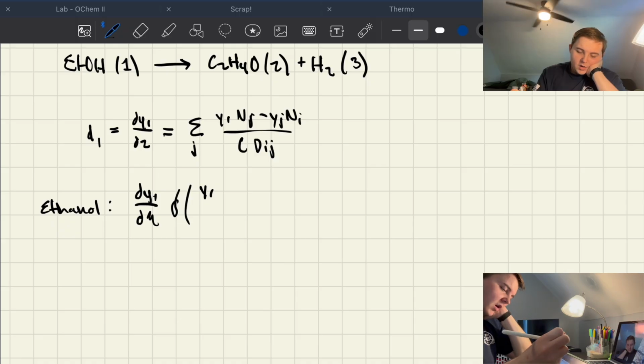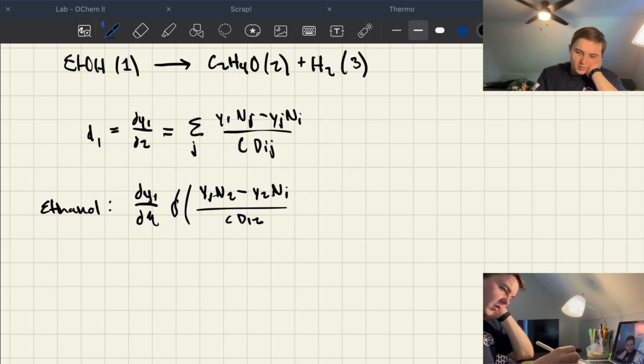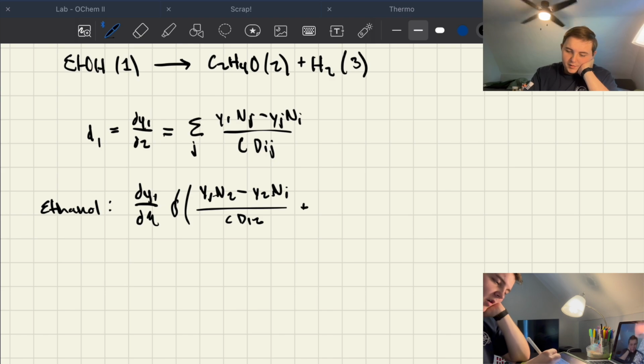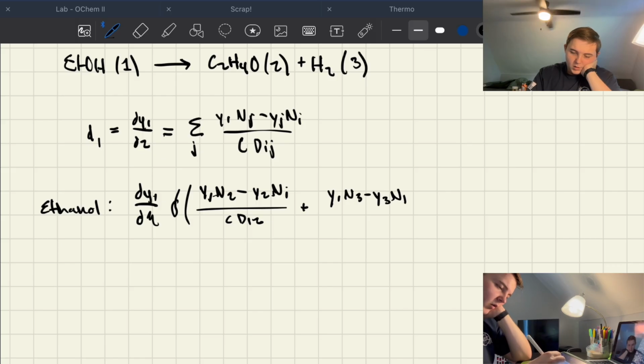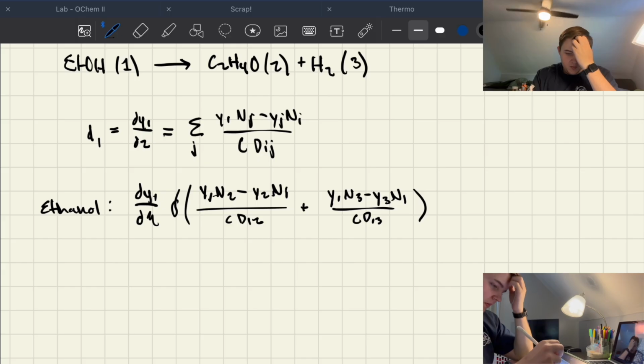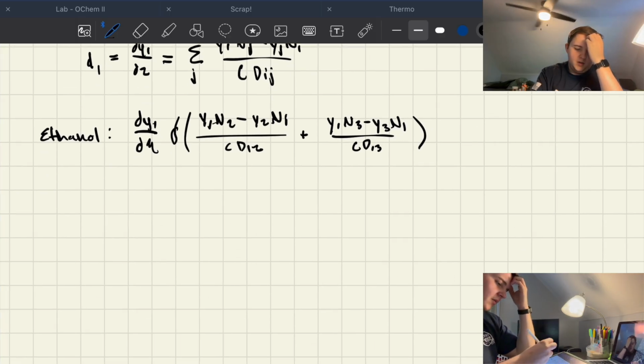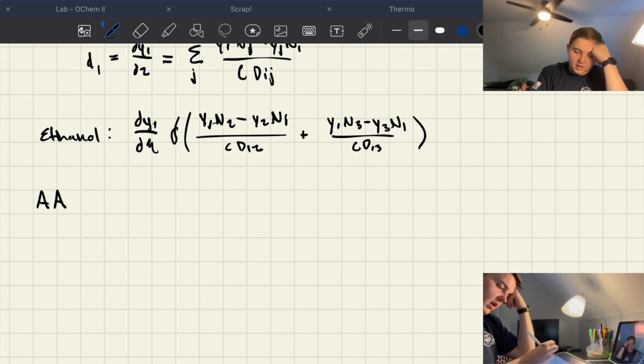Since this is for ethanol, we're going to have y1 N2 minus y2 N1 over C D12. Oops, we have to add our other term, our 3 term. So we're going to have y1 N3 minus y3 N1 over C D13. Okay, so that's our ethanol term, and then we can do our acetaldehyde term.